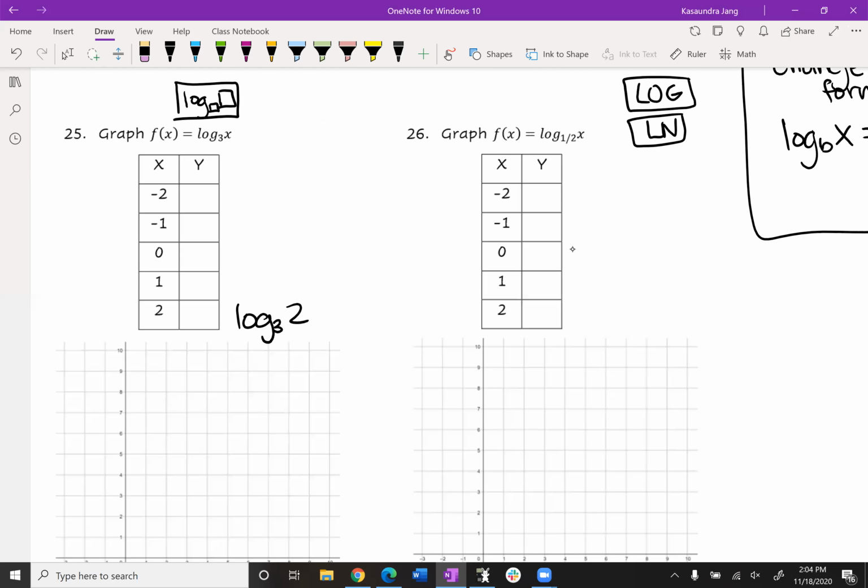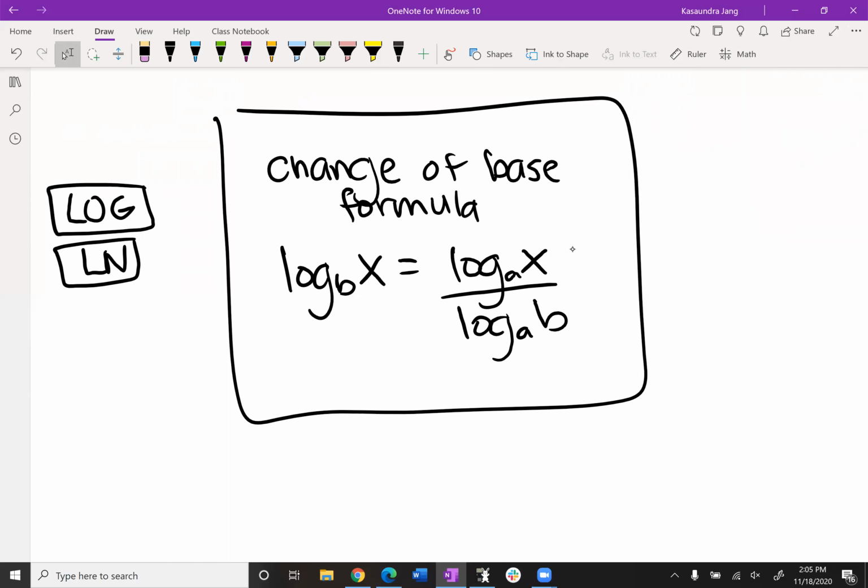But if you don't have that kind of button where you can enter the base and the argument, you might have to use the change of base formula. If you need to jot this down, go for it. You can change this base into whatever base you have in your calculator, like a log base 10, or log base e, like your natural log. You can change it into a base that you actually could put in your calculator.